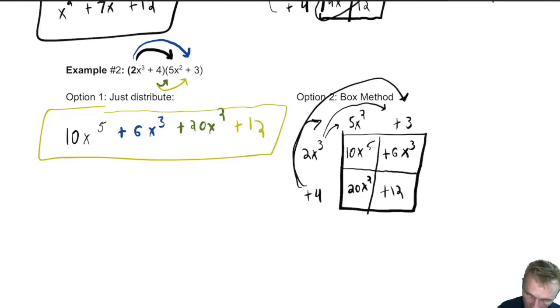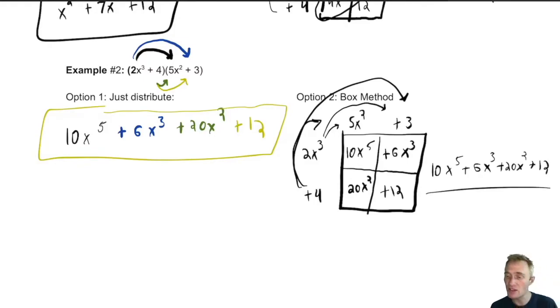No like terms here. So you would, again, sometimes have to double write it here. Plus 6x to the third plus 20x squared plus 12. But you get the exact same answer. It's just an organizational tool.